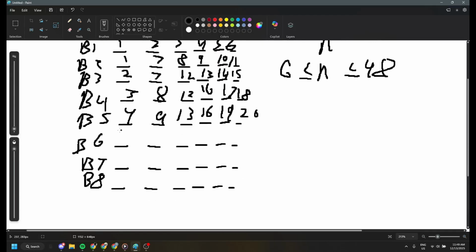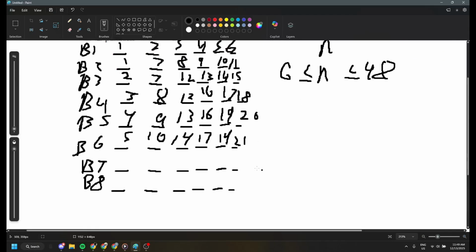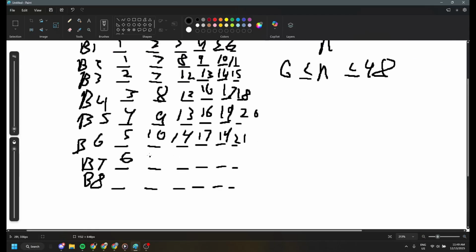So then we can go to 5. 5 can go with any of these, so we're going to go 10. 10 can go with 14, which can go with 17, which can go with 19, and then we're going to go to 21. And then 6, 11, 15, 18, 20, 21.